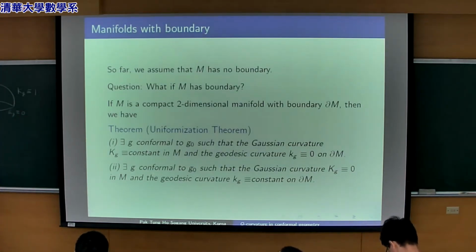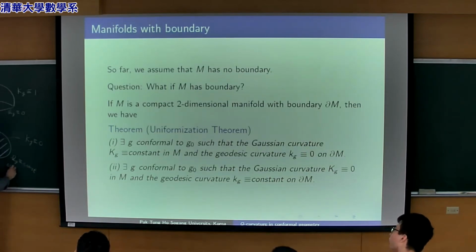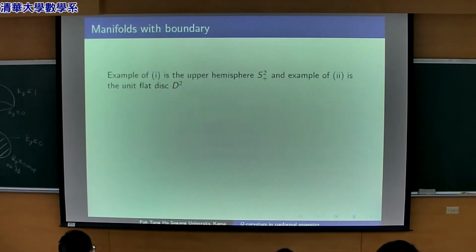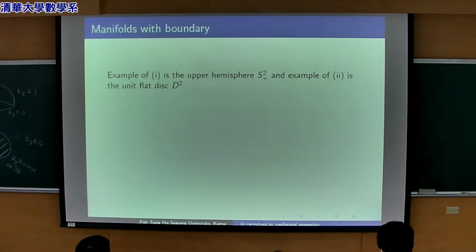And for the second case, you have the flat disk. In fact, the example of this is D2, such that in the interior, the Gaussian curvature vanishes, but on the boundary, the geodesic curvature is constant. This is the picture on the board.